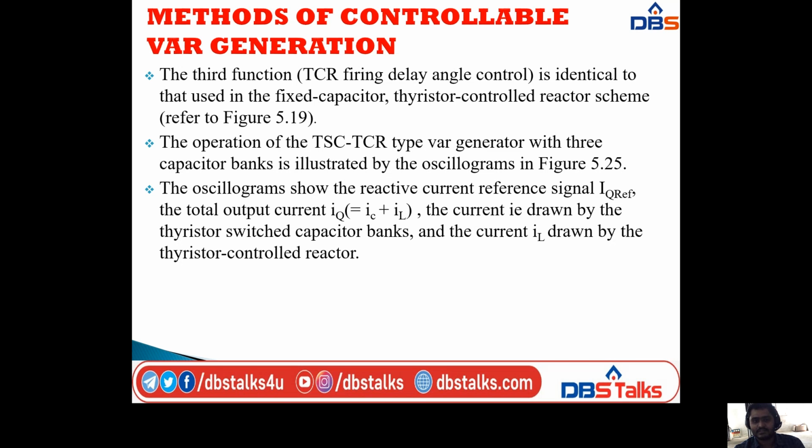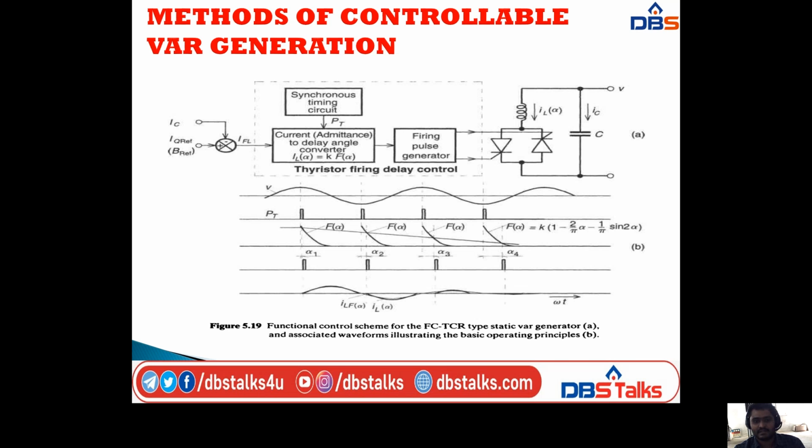Okay. Then next, coming to the third function, that is TCR firing delay angle control. This one is identical to that used in the fixed capacitor thyristor controlled reactor scheme, which is also shown in the previous diagram, that is 5.19. This is the diagram. At that time we are using the thyristor firing delay control. Okay, it consists of one feedback. So this feedback is connected to the current control delay angle converter, that is IL of alpha is equal to K into F of alpha.